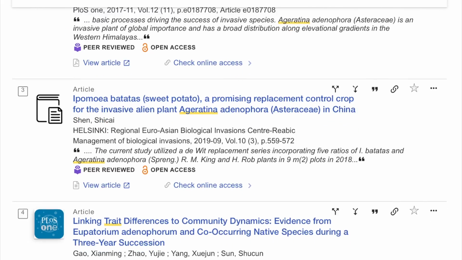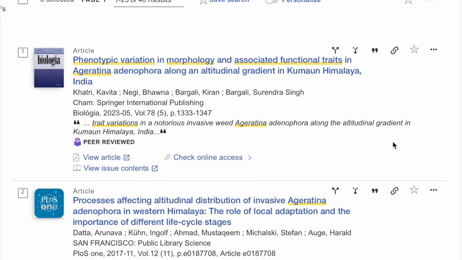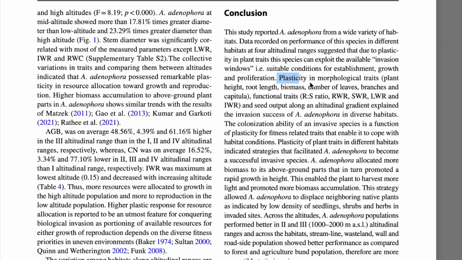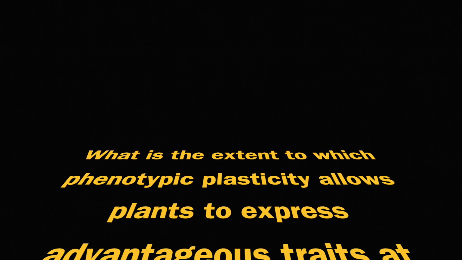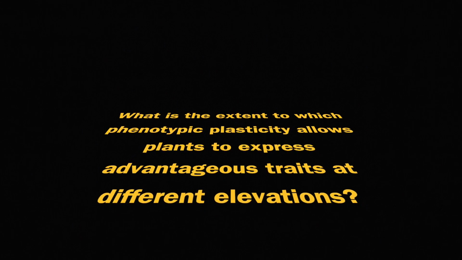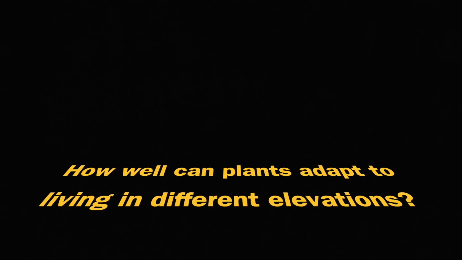I read some papers that look into this very question, and it seems like the answer is yes. Turns out that higher phenotypic plasticity is correlated with how much a plant can take advantage of its different habitats, and there's even some functional traits in plants that change depending on the altitude. So the real question now is, what is the extent to which phenotypic plasticity allows plants to express advantageous traits at different elevations? In simpler words, how well can plants adapt to live in different elevations?